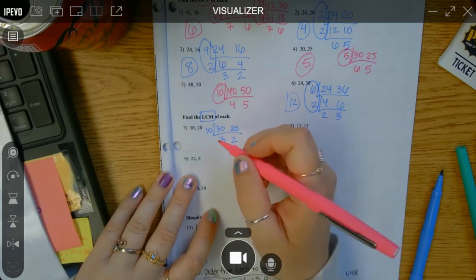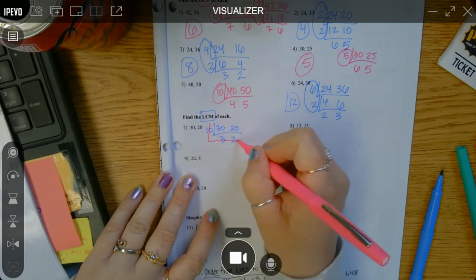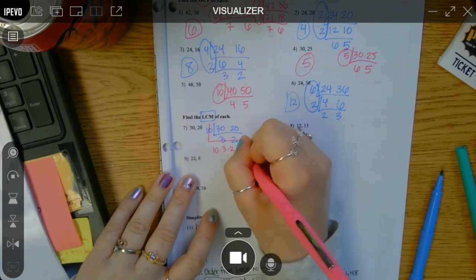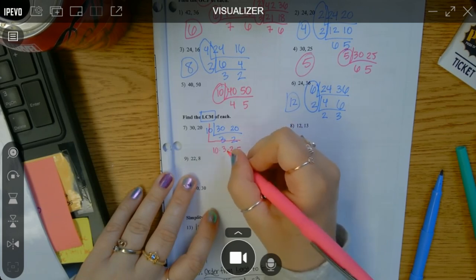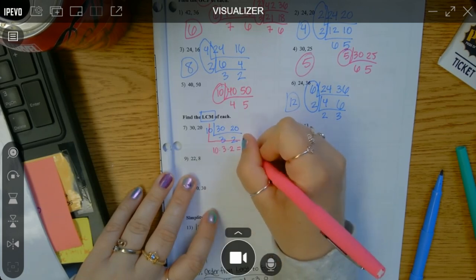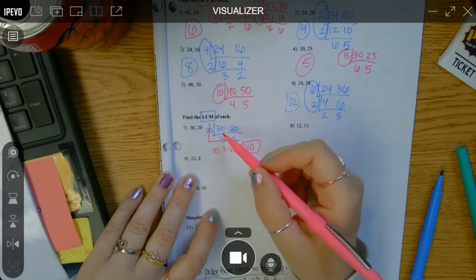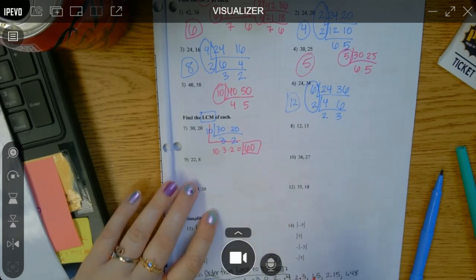And to figure that out, instead of just doing this, I do the L for LCM along the outside, 10 times 3 times 2. Well, 10 times 3 is 30. 30 times 2 is 60. So 60 is the smallest number that both 30 and 20 can multiply to become.